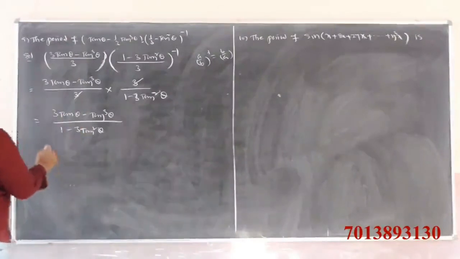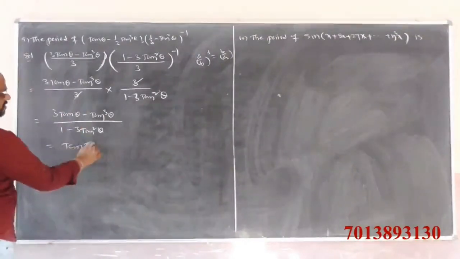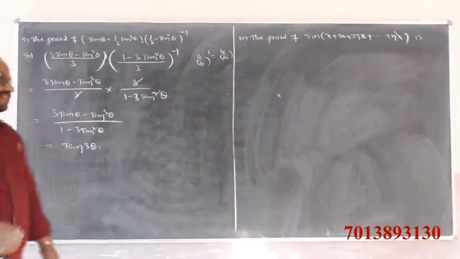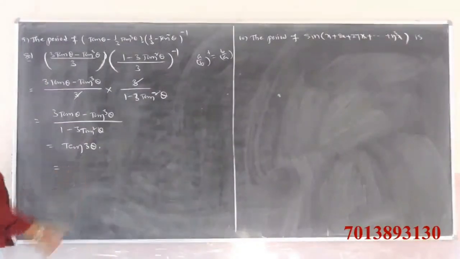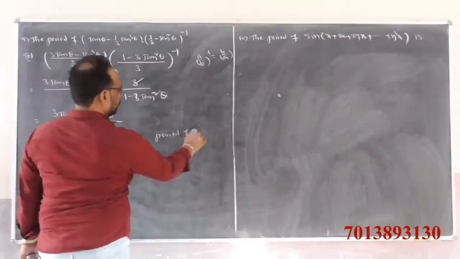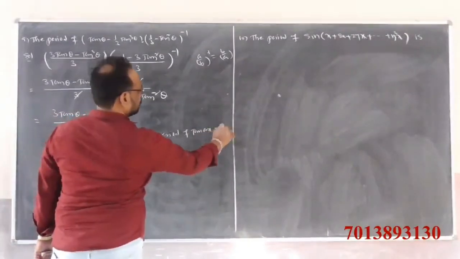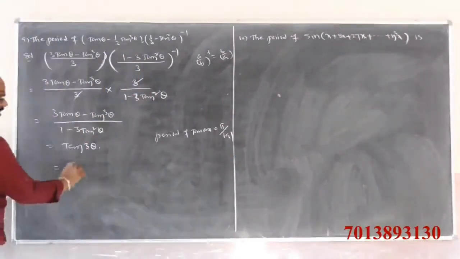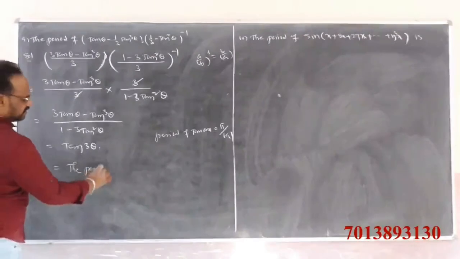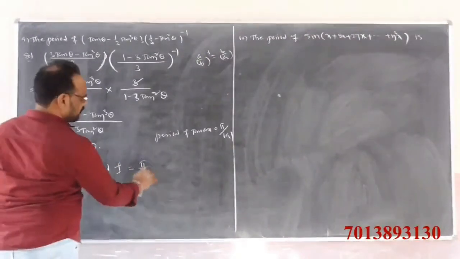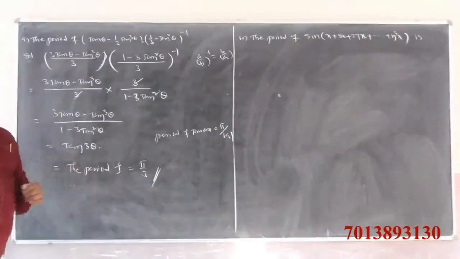We have a formula, that is clearly tan 3 theta. Already we know that the period of tan ax is pi by mod a. Period of tan ax is equal to pi by mod a. So the period of tan 3 theta is clearly pi by 3. Pi by 3 is the period.